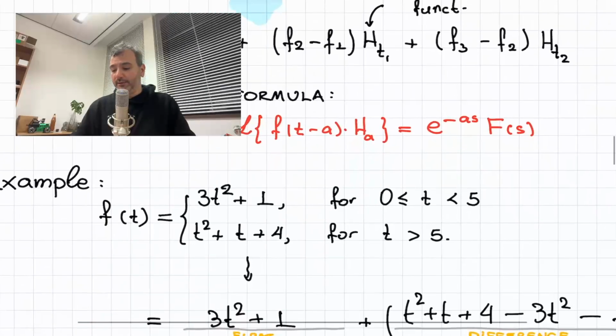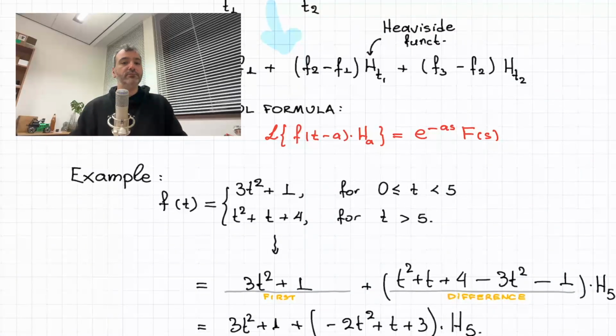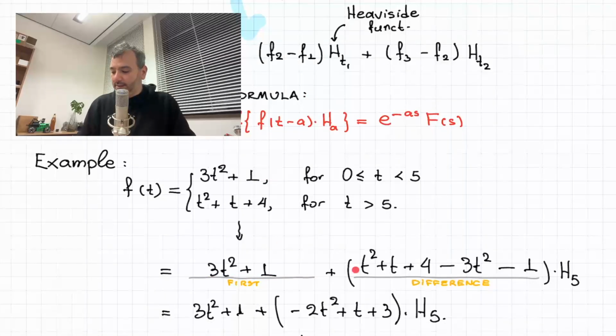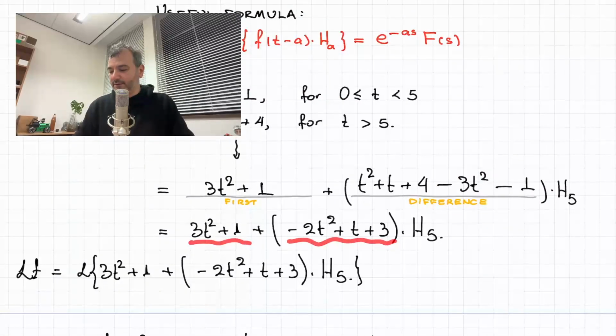Let's have a look at an example. Take this function f, which is 3t squared plus 1, a polynomial, up until time 5, and after it is t squared plus t plus 4. Now, the first thing to do is to write it down using Heavisides. It's the first function, we copy down, 3t squared plus 1, and then it is the second function, this, minus the first function multiplied by the Heaviside. Right, and then we can just simplify a little bit. First function and the difference here times Heaviside.